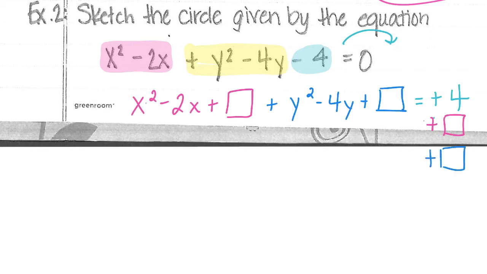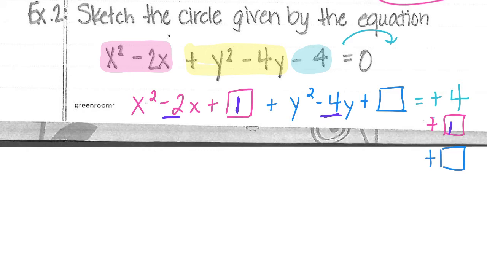Now, the reason we're doing this is because we want to go ahead and make a perfect circle. X squared minus 2x, well, half of -2 is -1, squared is 1. What I add to one side, I add to the other. Half of -4, this is completing the square.